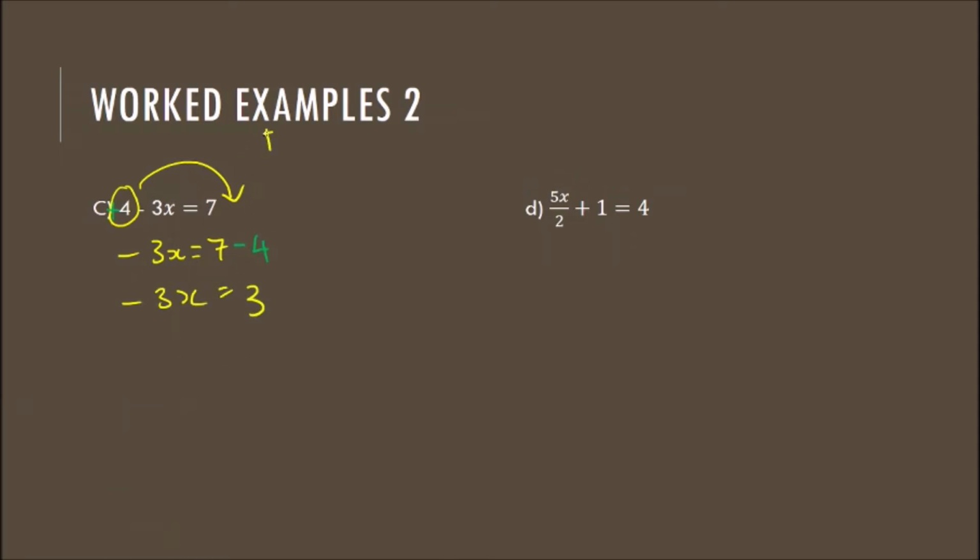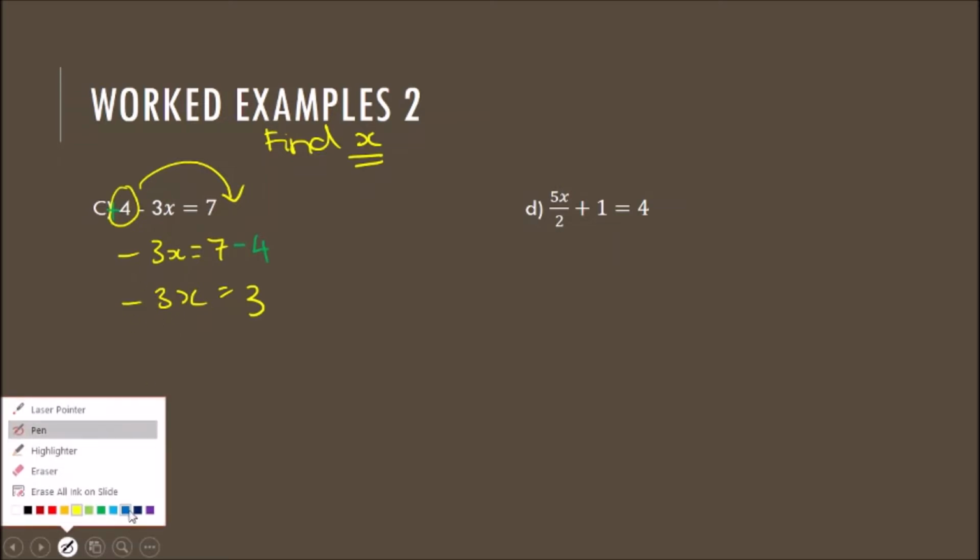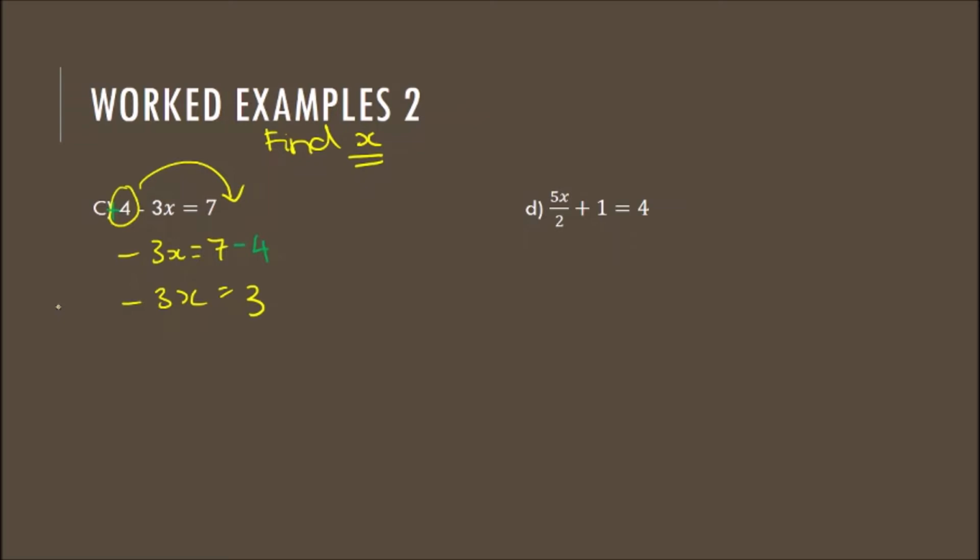Now I'm trying to find x. I'm not trying to find negative x. I'm not trying to find x squared. I'm trying to find x, positive x. That's why there's no plus there. And if there's no minus, it's a positive. So how do I get rid of negative 3? Well, you can simply just divide by that number. So negative 3 divided by negative 3. And if you divide that, you have to divide this side. So negative 3 cancel out. And that will give you x.